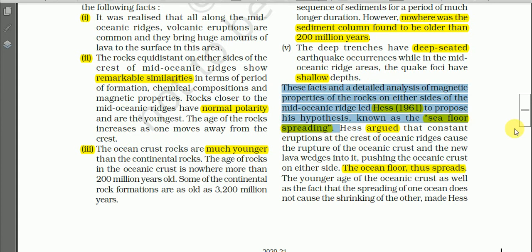These facts, and a detailed analysis of the magnetic properties of the rocks on either side of the mid-oceanic ridges, led Hess in the year 1961 to propose his hypothesis known as sea floor spreading.